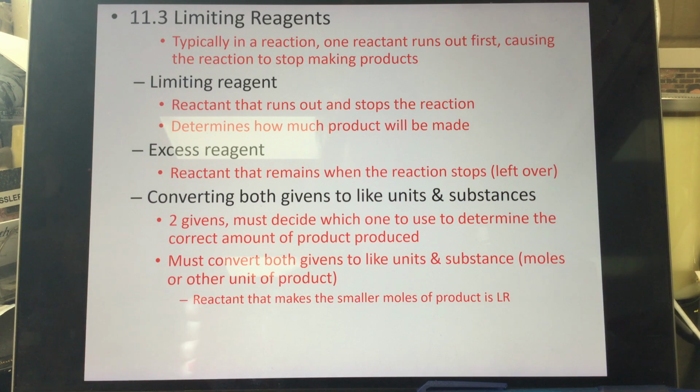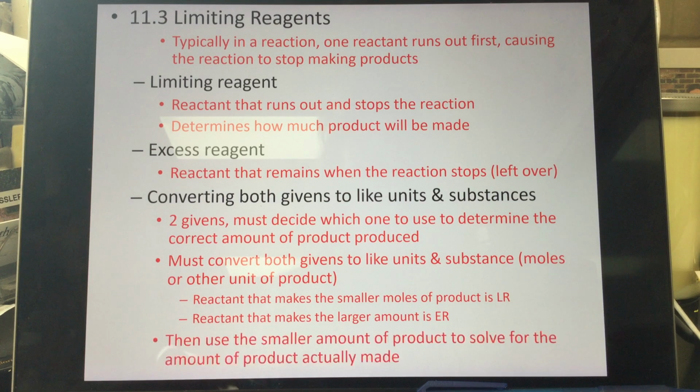But regardless of how you do it, whichever reactant makes the smaller amount of product is our limiting reagent, and whichever reactant makes the larger amount is our excess reagent. If you just want to do moles, that's fine, or if you want to convert all the way to grams of product or liters or particles. And the answer that is the smaller amount, whether you converted it to moles, grams, liters, or particles, that smaller amount is the correct answer, and that's the answer you would use to solve the problem, because that represents how much can really be made.